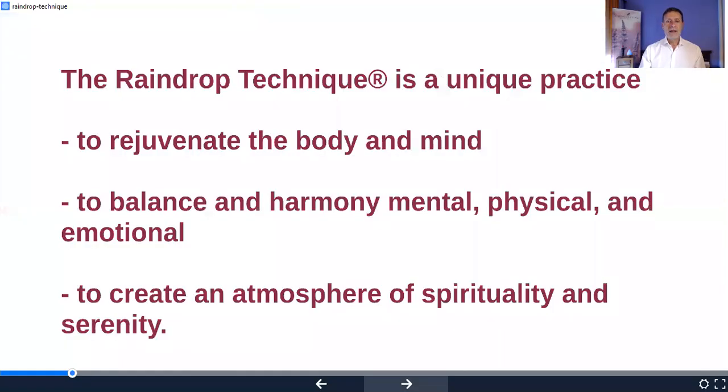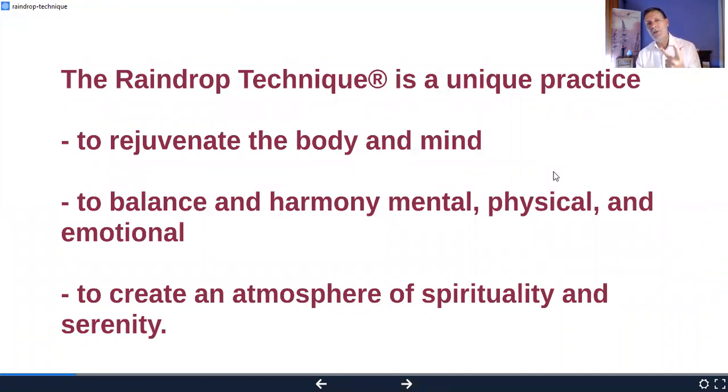So then, what are the benefits of the raindrop? It's a unique practice, and these are the 3 important things to know. The raindrop technique helps you to rejuvenate the body and mind. You will see, after the 9 essential oils, they have an effect on everything in your body. So you rejuvenate the body and mind, and you can balance and harmonize the mental, physical, and emotional body.